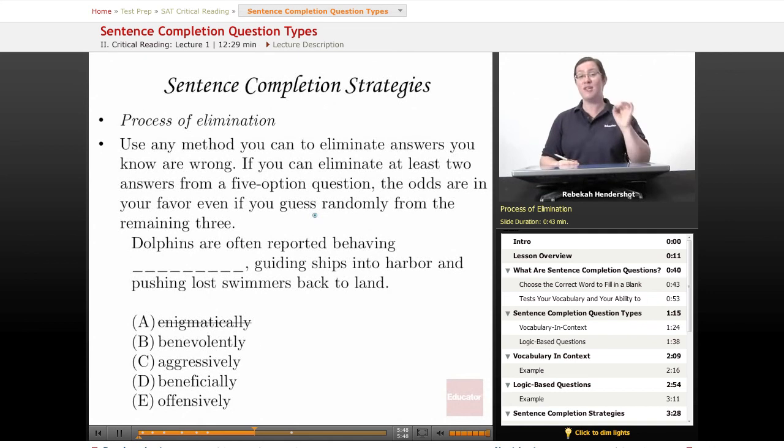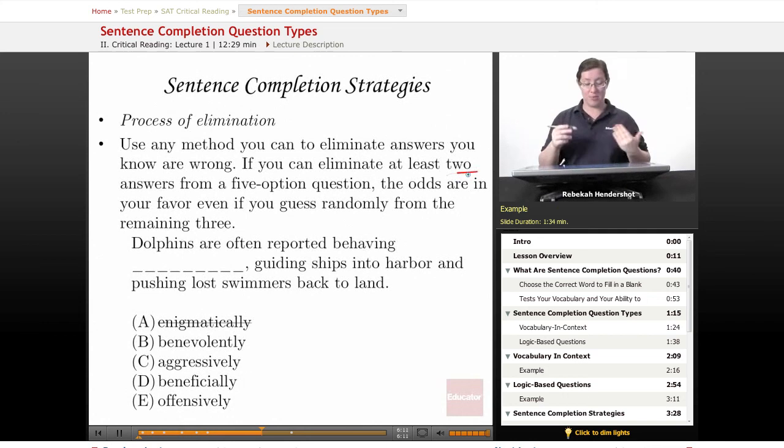But if you can eliminate at least 2 answers from a 5-option question, all of a sudden the odds are in your favor, even if you guess randomly from the remaining 3. Of course, the more options you eliminate, the better your odds and the more likely you are to get it right and actually get the point. But if you can eliminate at least 2 answers, it's worth your time to guess. So let's look at our dolphin question and find the answer this time.